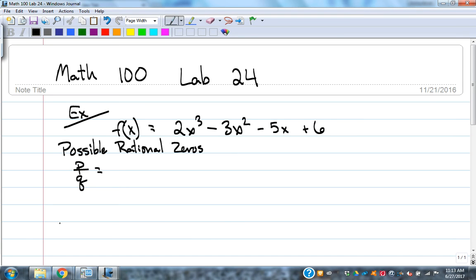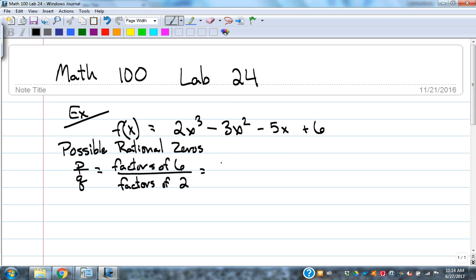Lab number 24, we want to look at finding the zeros of a polynomial function. And what we want to do here is start off by listing all our possible rational zeros for this. And to do that, you want the factors of the constant on the end, factors of 6, over the factors of the leading coefficients. So the leading coefficient is 2.